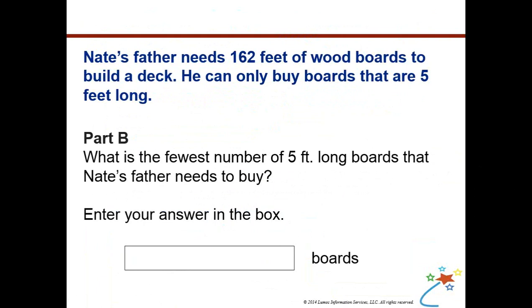Now, if you've ever been to the store before, you know you can't go to Home Depot or Lowe's and walk up to them and say, oh, hey, I need 0.4 foot of a board. So what we're going to have to do is round that up, and that means Nate's father's just going to have some extra wood when he's done. So instead of 32.4 boards, Nate's father is going to need to purchase 33 boards.